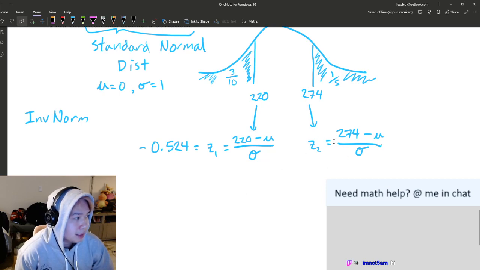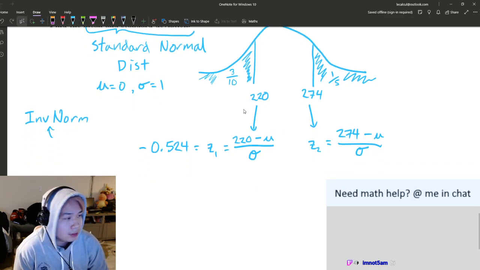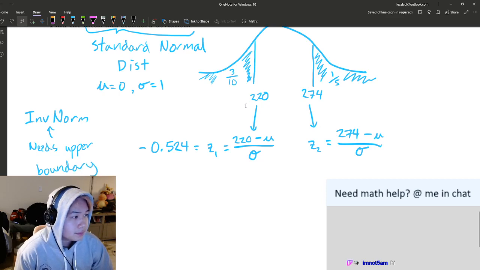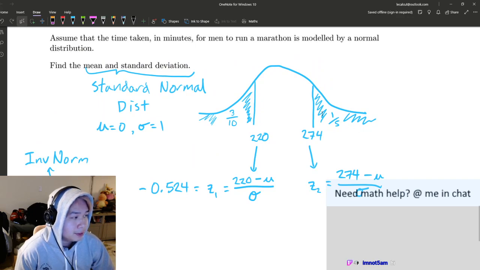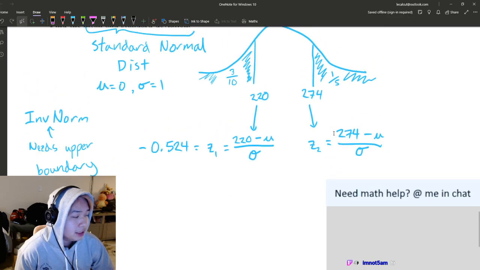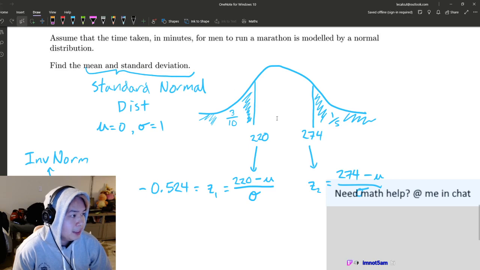And we're going to do the exact same thing. Now, one thing to note is that inverse normal is an upper boundary. It requires an upper boundary. Now, we do not have an upper boundary here. My z-score is a lower boundary. So I'm going to need to change this to an upper boundary probability. And that's easy enough to do. 274 is the upper boundary of this probability right here.